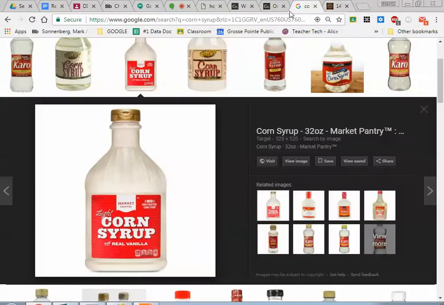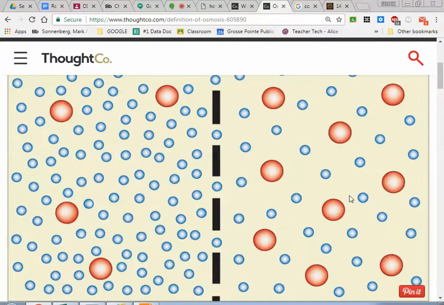Where's my diagram? I lost my diagram. There's my diagram. So these little blue dots represent water molecules. The big red or orange circles represent another, what we call solute, another substance that's dissolved in the water or present where water might be. And here is our semi-permeable membrane. So you took your egg and placed it in water. So the egg is over here. It was placed in an environment surrounded by water.